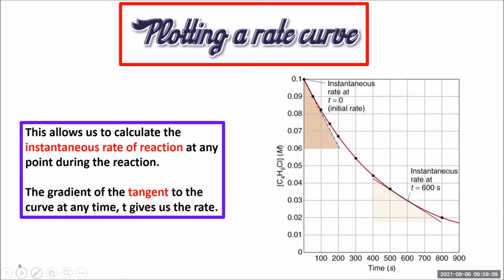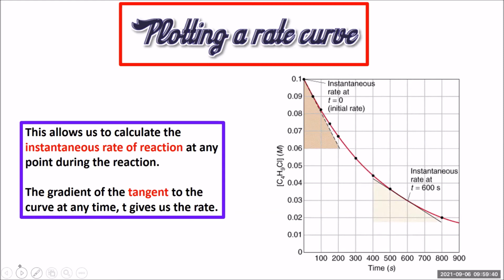The rate curve allows us to calculate what's called an instantaneous rate of reaction. So rather than an average rate of reaction over a time period, we're looking at a rate at a particular time. And all we need to do is calculate the gradient of the tangent to the curve at that particular time. A tangent is just a line that touches the curve at one point only, and it shows the same gradient as the curve has at that point.